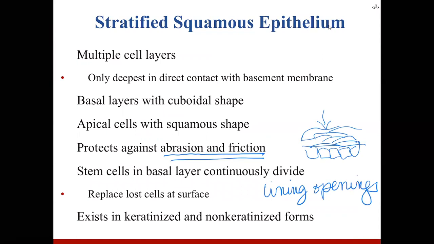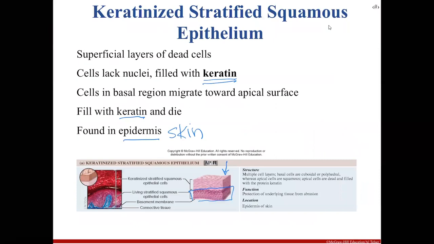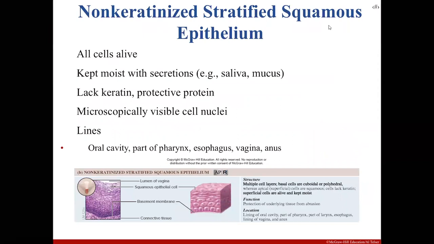Okay, so you find them in the mouth, in the skin, in the anus and the vagina. So they're there to protect. If they have keratin, they're dry, and they're going to be in the skin. If they don't have keratin, they're going to be moist. And if they're moist, they're inside.